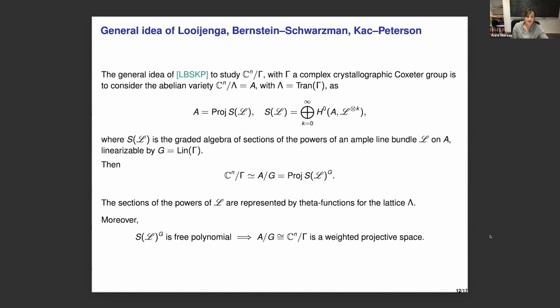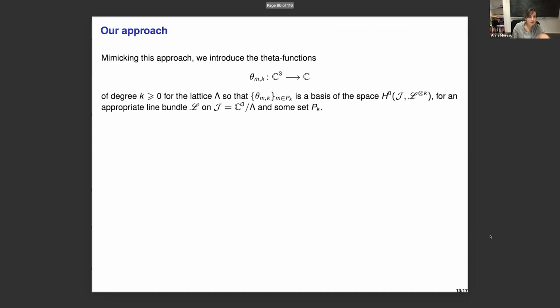So, mimicking this strategy, we tried to do the same. We also introduce theta functions for the lattice Lambda that appears as a period lattice of the Klein curve, so that the theta functions theta_m^k form a basis of the space of global sections of an appropriate power of an appropriate line bundle on the Jacobian. So then we can also write J like this.